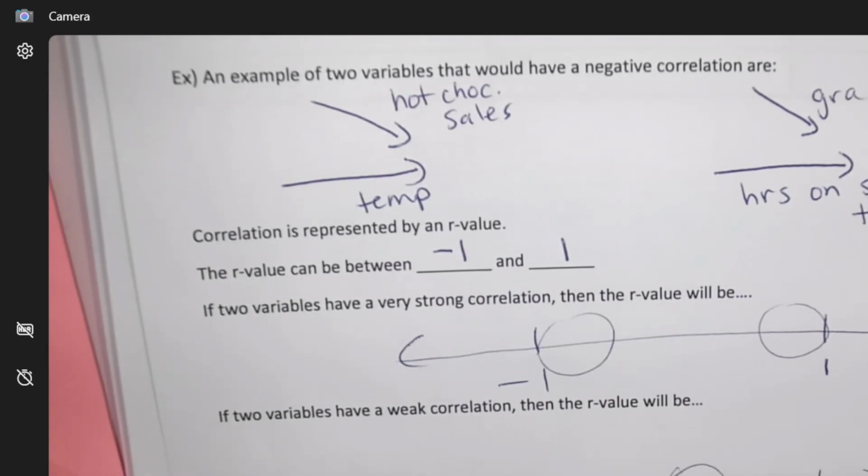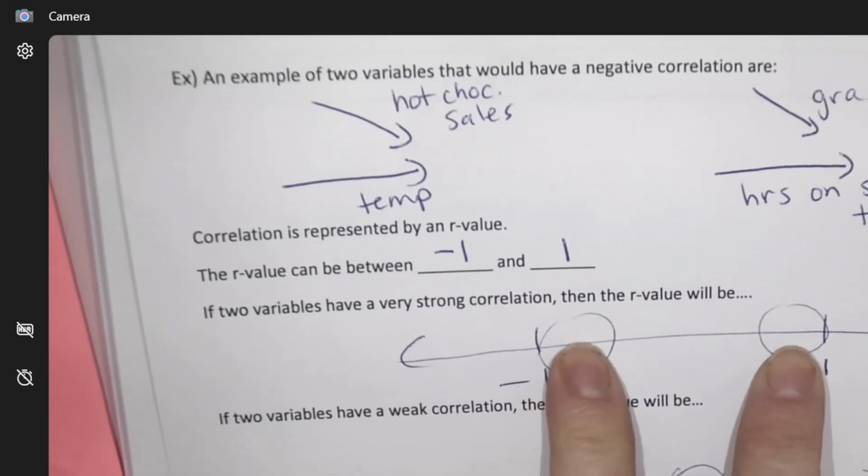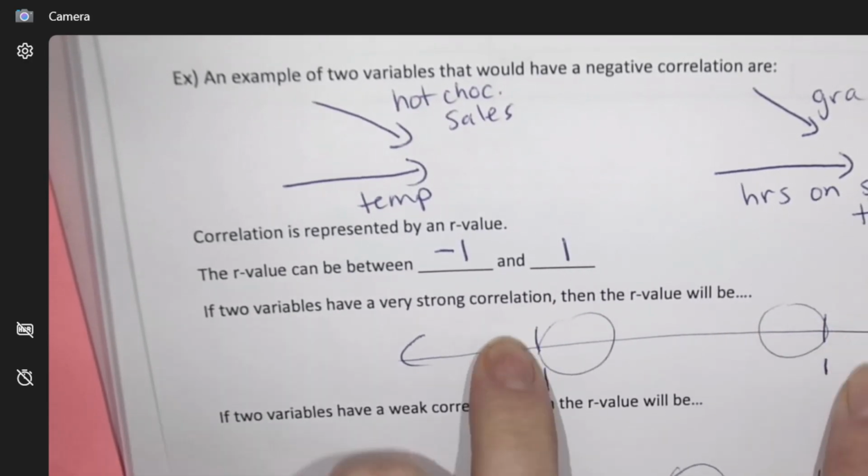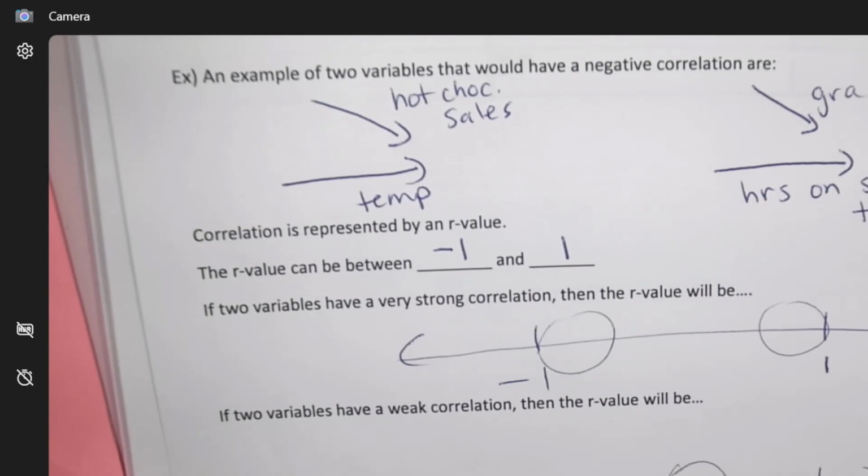Does my chart explain it enough? Strong connection means you're closer to those values. Weaker is that you're not as close to those values.